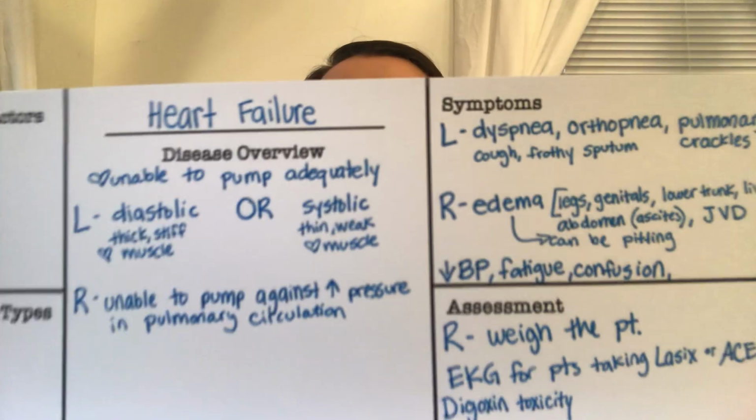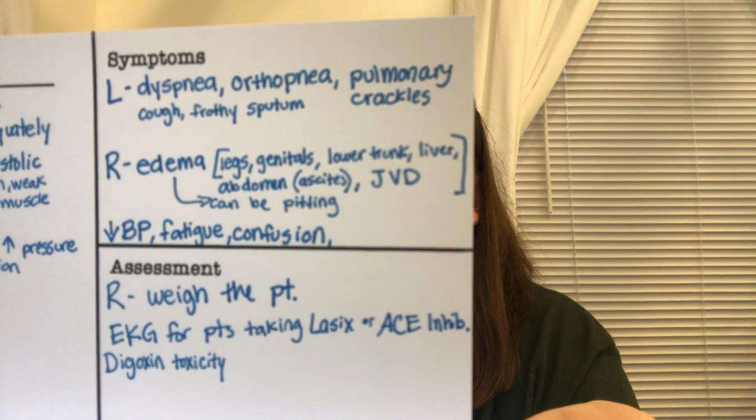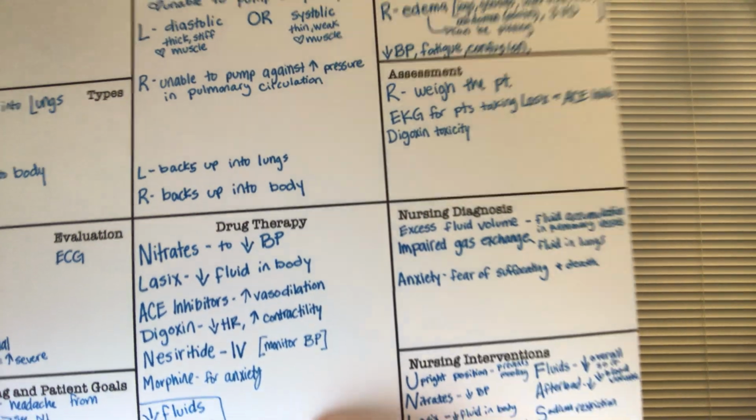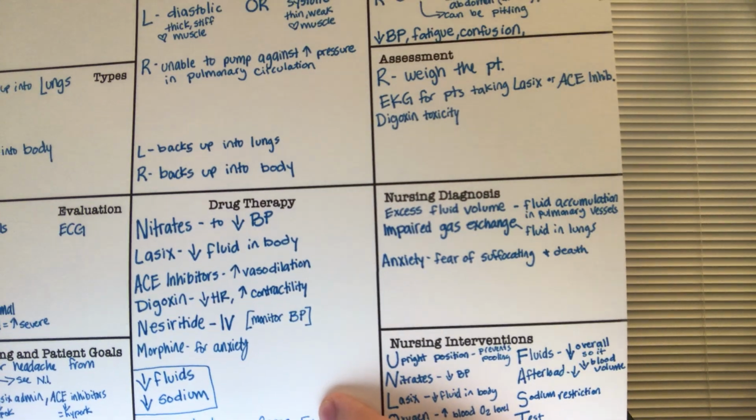For these patients, I'm going to just show you this real quick. So we talked about left and right-sided heart failure. We talked about their symptoms for left and right, weighing the patient. These are the different drugs that you can give. It's all about decreasing the fluid in their body and decreasing the sodium.